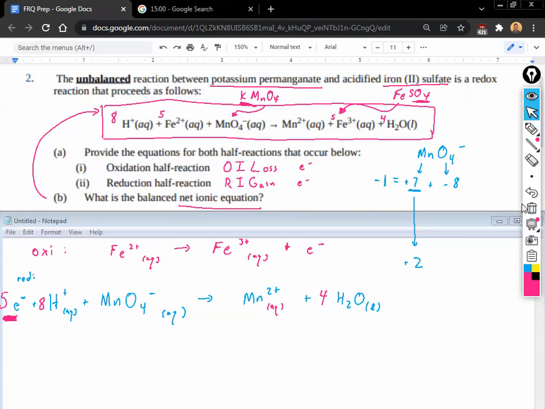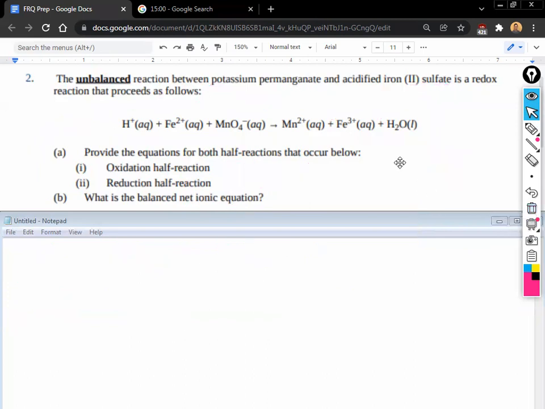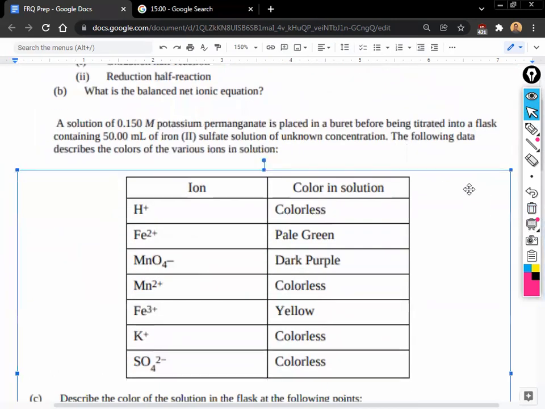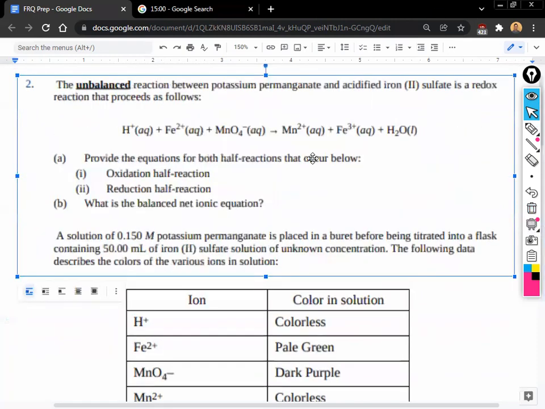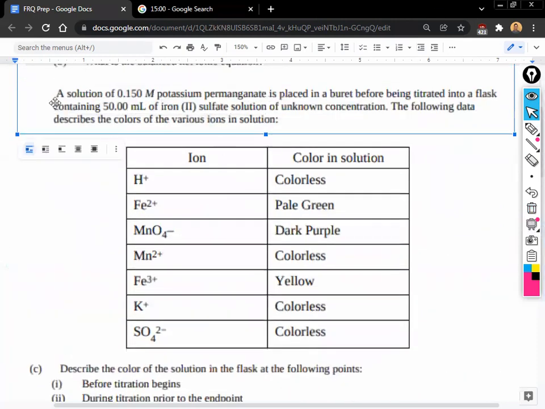All right, let's move on to part C. Everyone got this written down somewhere? Okay. Before we move on to part C, we want to take a look at this table, or before we read the table, let's read the instructions. So it tells us that the solution is 0.150 molarity potassium permanganate is placed in a burette before being titrated into a flask containing 15 milliliters of iron 2 sulfate.